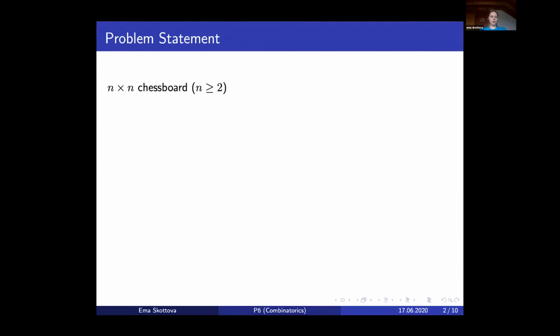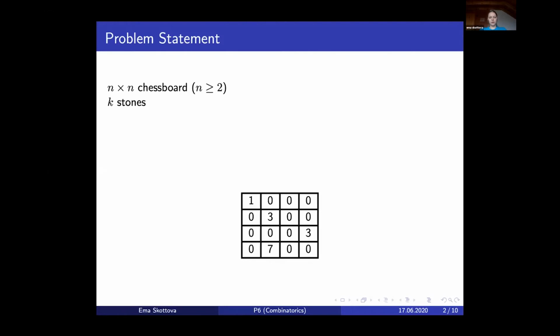We are given an n times n chessboard where n has to be at least 2. For example, here n equals 4, we just have a normal chessboard. Then k stones are placed on that chessboard on any of the fields. The numbers in each field represent how many stones are in that field. So in this example, k is 14.